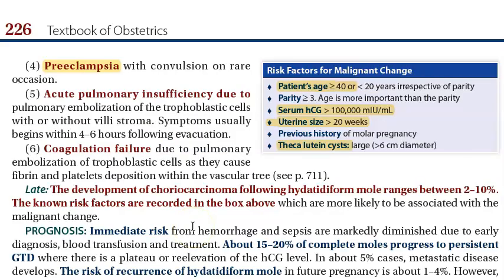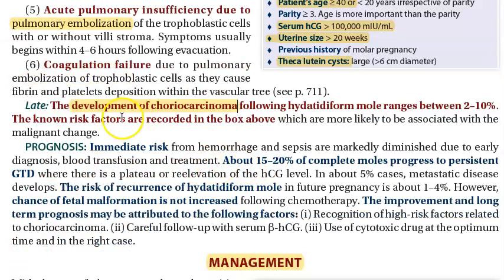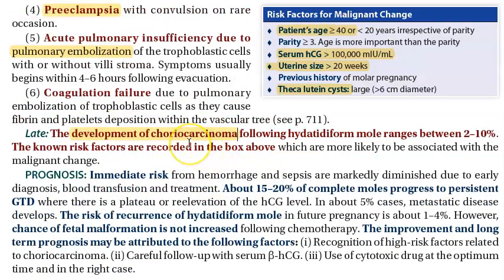They can again go into preeclampsia. They can have pulmonary insufficiency, pulmonary embolization of the trophoblastic cells. Okay. Coagulation failure. And as such, they can go into development of choriocarcinoma. Later, it can become a malignancy.